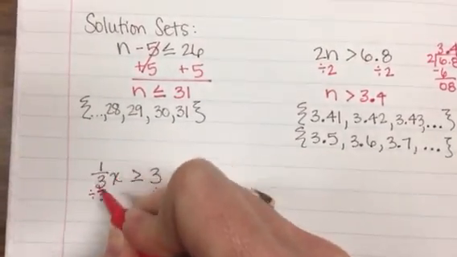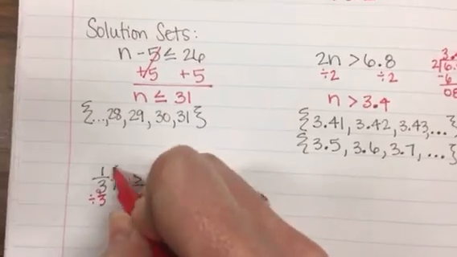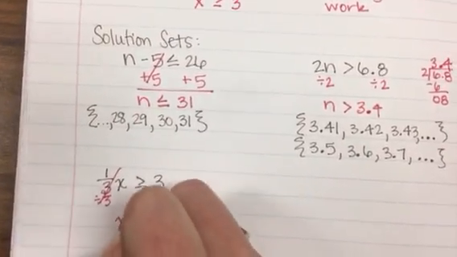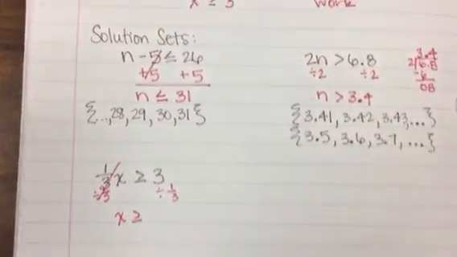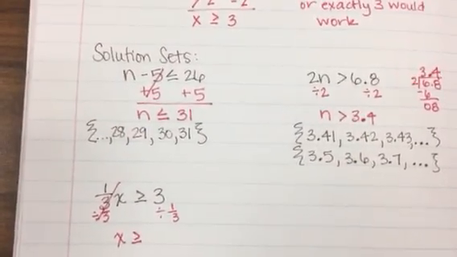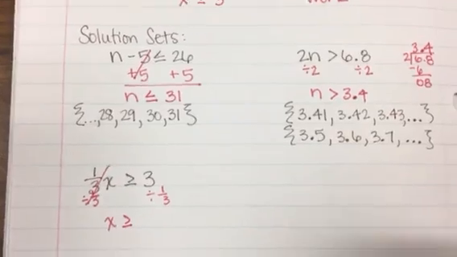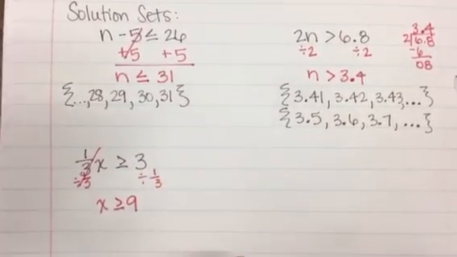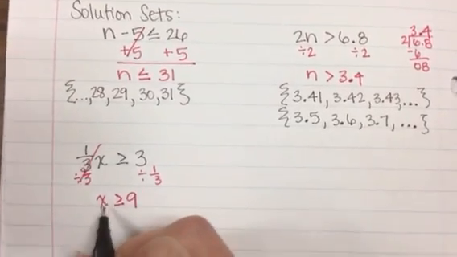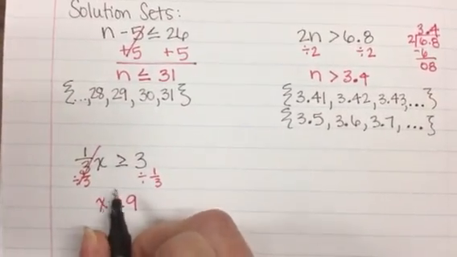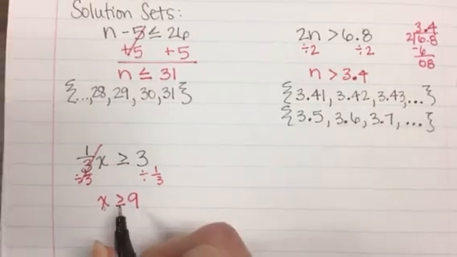And if I divide 1/3 by 1/3, of course those go away, and I'm just left with an x. I don't flip my sign here. And then 3 divided by 1/3, if you're doing it along with me, you're getting a 9. So that means that my number, whatever x is, has to be greater than or equal to 9.